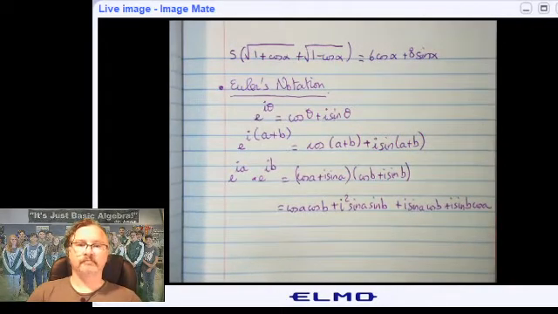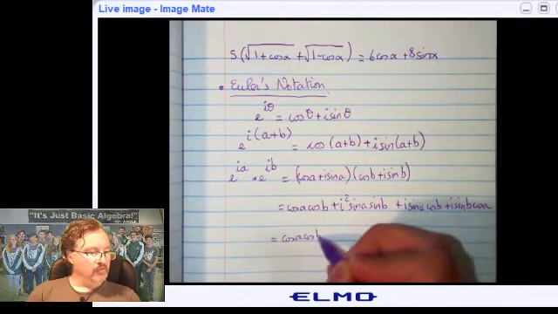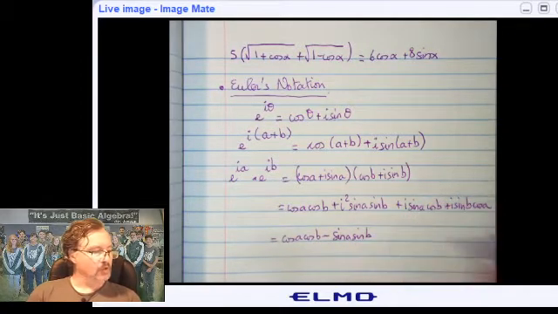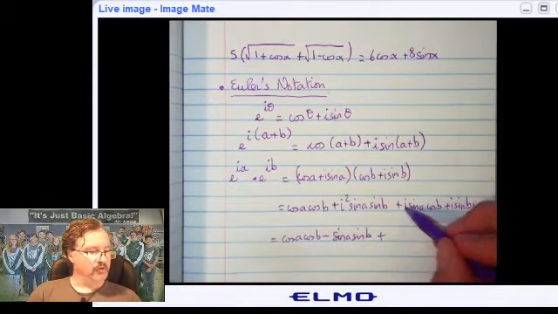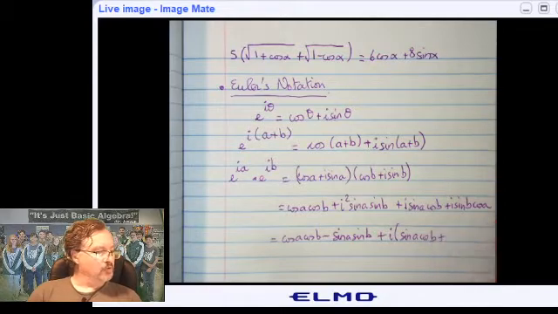Okay. Now we know that i squared is equal to -1. So this will be cosine A cosine B minus sine A sine B plus, and at this point I'm going to factor the i right here, i times sine A cosine B plus sine B cosine A.